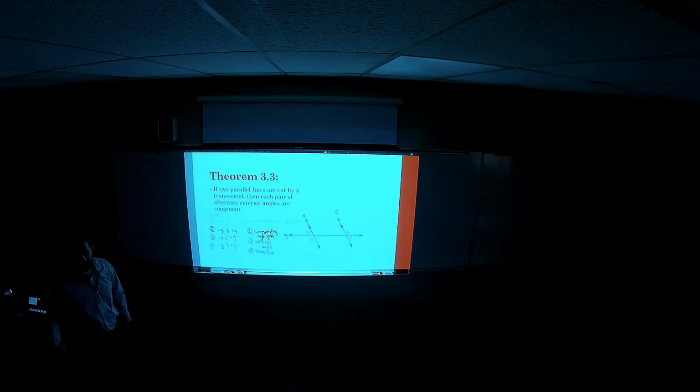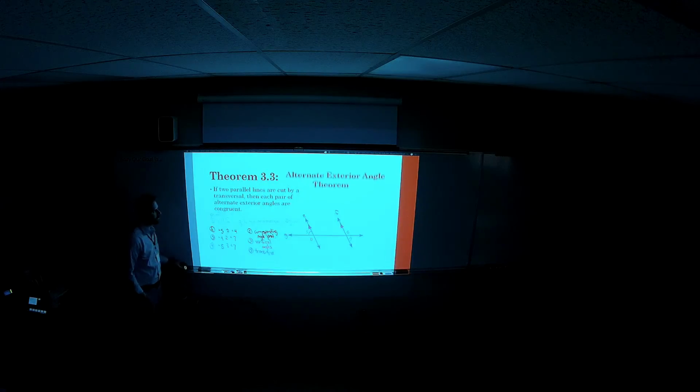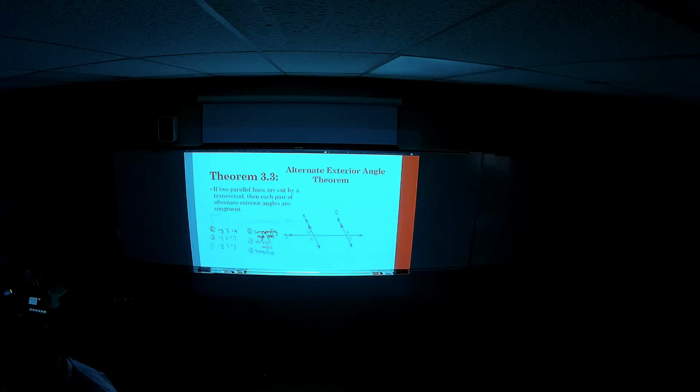Okay, what do you think the name of it is called? Alternate exterior. So remember, they're not getting creative here. They're just trying to get you to understand. So far, we've talked about corresponding, they're equal. We've talked about alternate interior, they're equal. Alternate exterior equal, and the only goofy one was same side interior, those were supplementary.